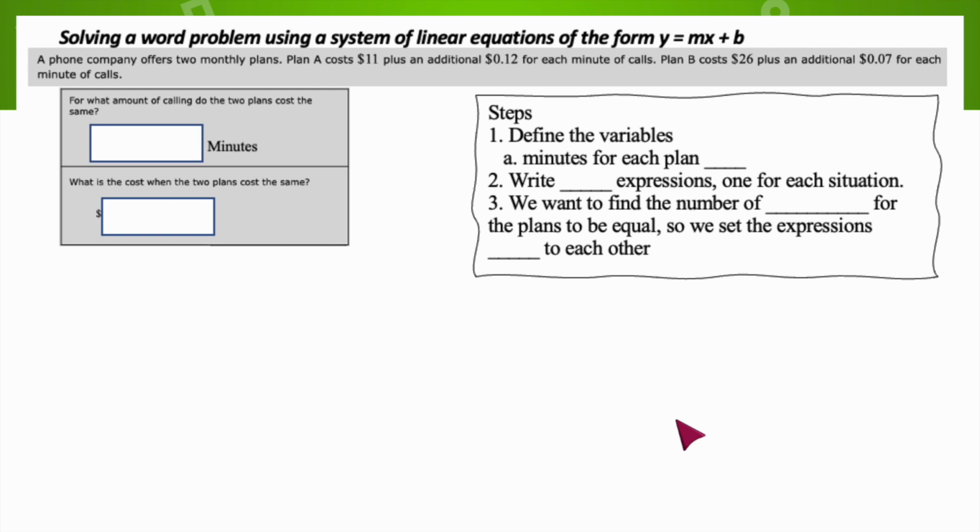So a phone company offers 2 monthly plans. Plan A costs $11 plus an additional 12 cents for each minute of calls. Plan B costs $26 plus an additional 7 cents for each minute of calls.